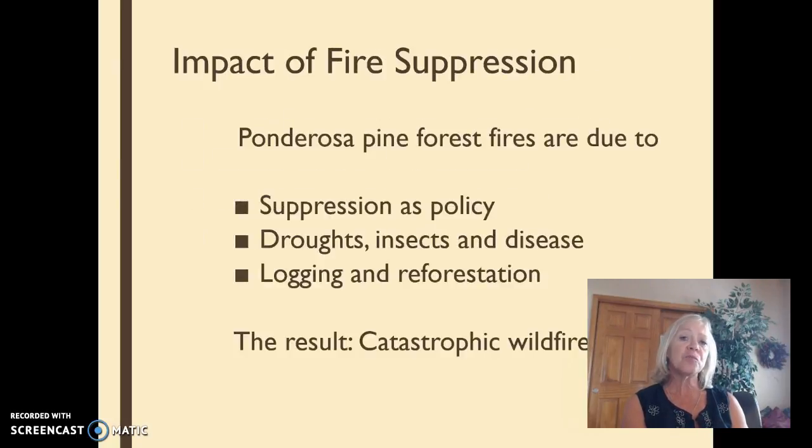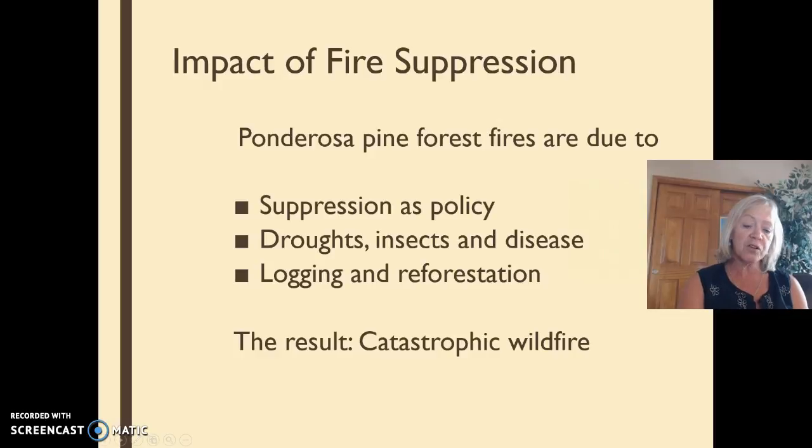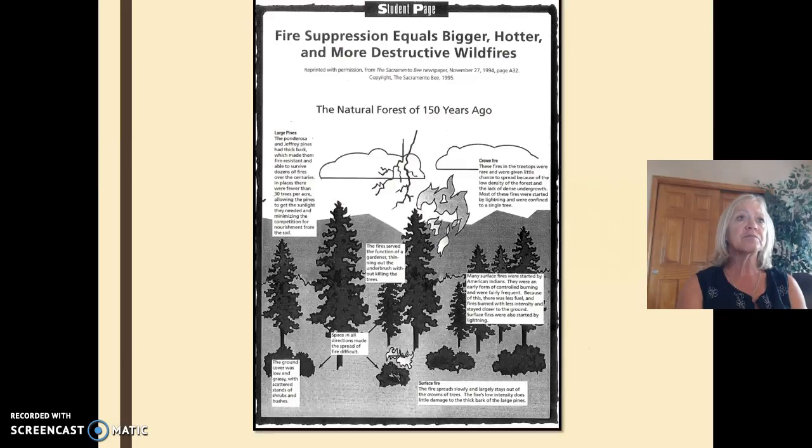The impact of fire suppression over the years, and especially ponderosa pine forest fires, is due to suppression as a policy, drought, insects, and disease, logging and reforestation, and the result of that has been catastrophic wildfire instead of wildfires that are healthy to the forest.